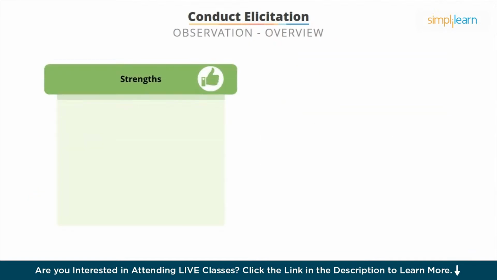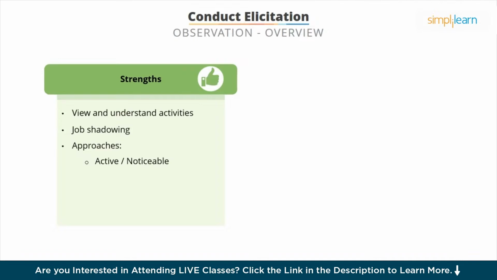Observation is used to elicit information by viewing and understanding activities and their context. Observation of activities is also known as job shadowing. There are two approaches to this: active or noticeable and passive or unnoticeable. Observers can gain realistic and practical insight about the activities and their tasks within an overall process.